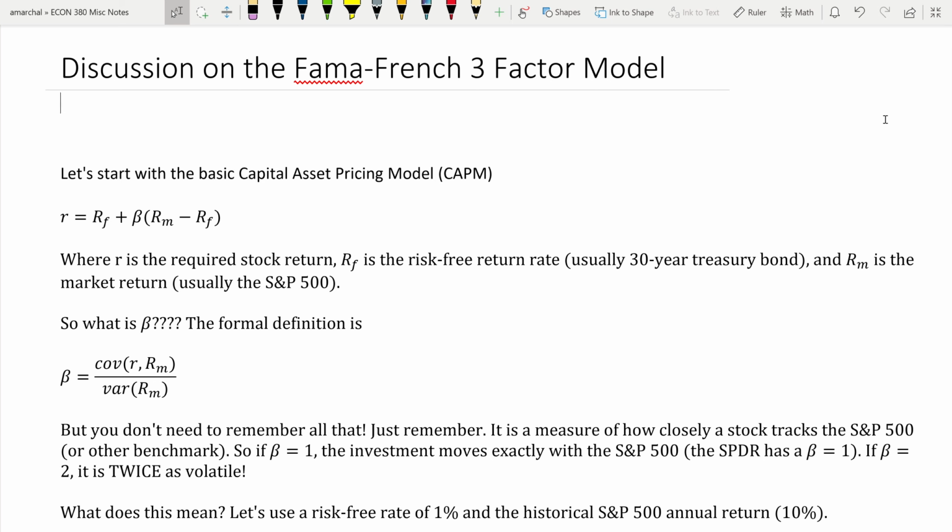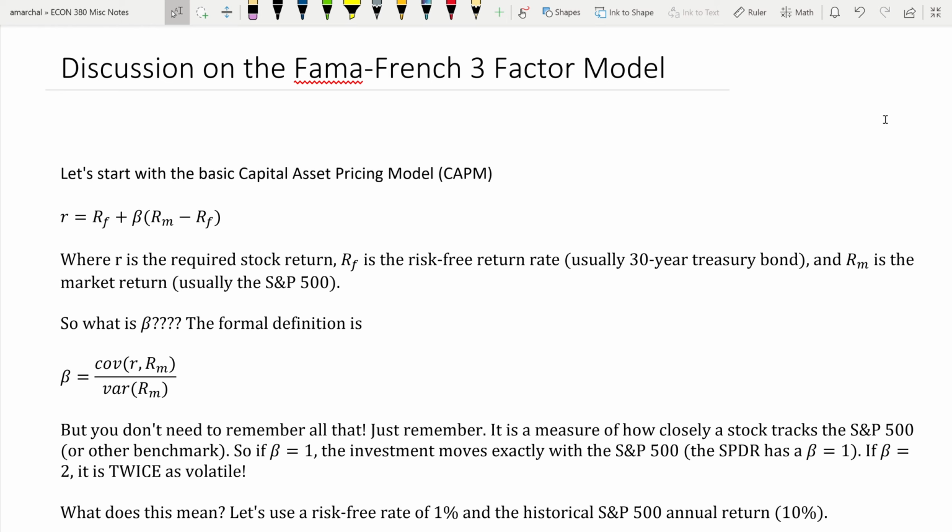Hey everyone, in today's video I'm going to give a very brief introduction to the Fama-French three-factor model, which is one of the most famous and well-known factor models. Just what is a factor model to begin with? A factor model is just a mathematical finance model that uses what we call factor loadings to predict the future value or growth in a specific financial investment.